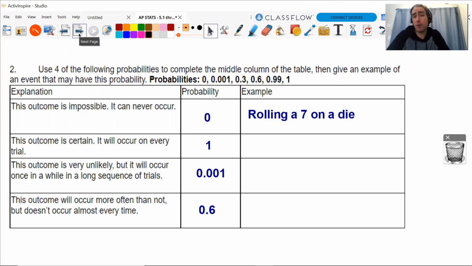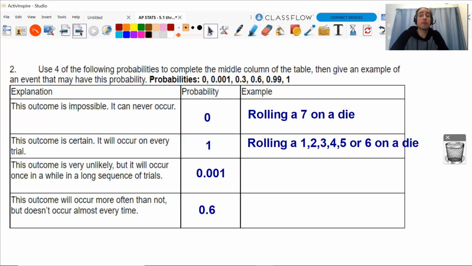Well, rolling a 7 on a die would be an example. And a 6-sided die, you only have 1 through 6. So how could you get certain? You could say rolling a 1, 2, 3, 4, 5, or 6 on a die. You're guaranteed to get one of those numbers, so the probability is going to be 1.